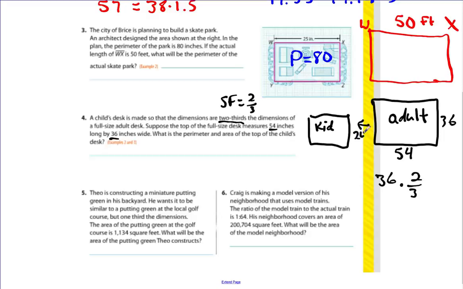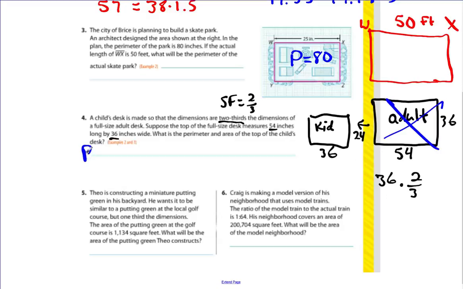This side over here. Then we do the same thing for 54. So we'd say 54 times 2 divided by 3. If you have a good graphing calculator, it'll do all that at once, but if you just have something real basic, that'll work for you. Okay, so our new dimensions are 24 by 36, and then it wants the perimeter and area. At this point, since I found the dimensions, I don't actually need this anymore. Now this is just what's perimeter and area.